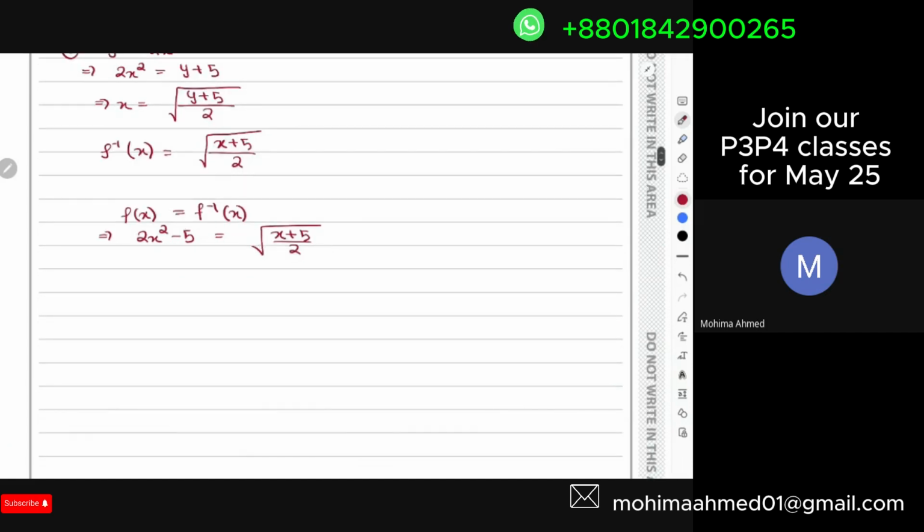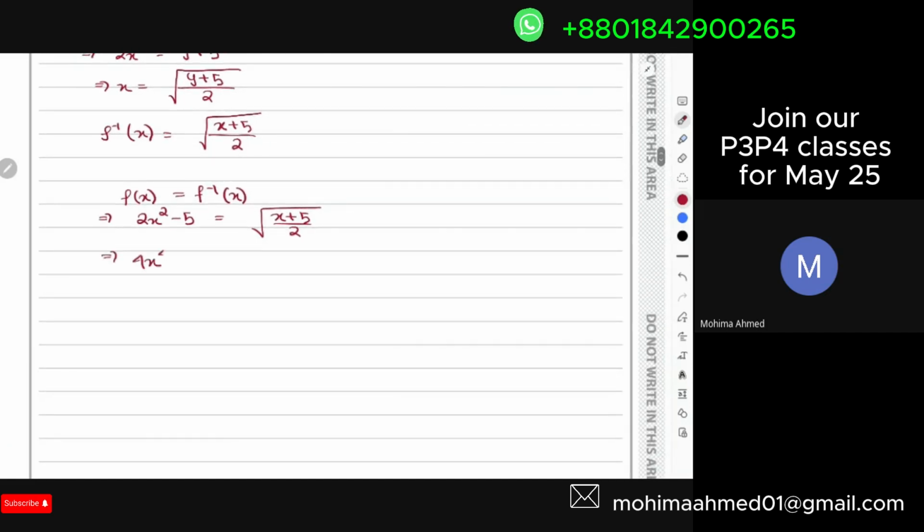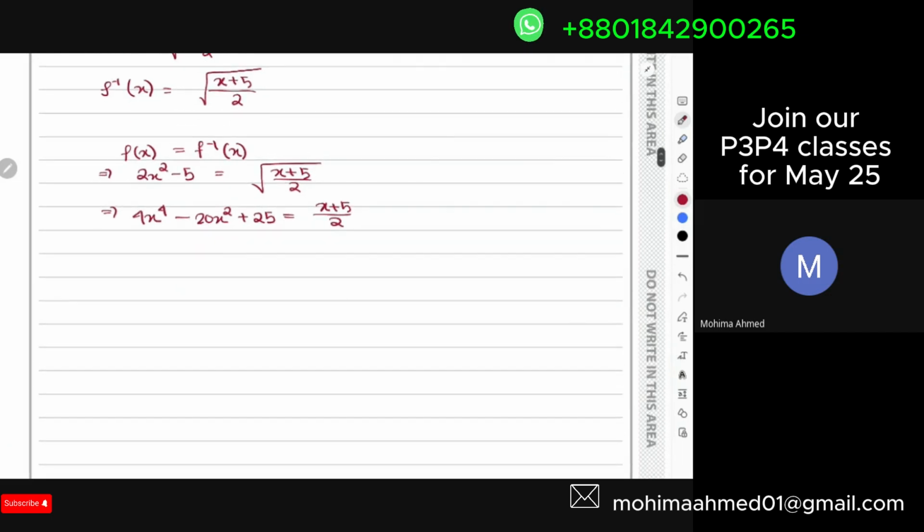Now if you square both sides, the right hand side becomes 4x power 4 minus 20x squared plus 25 equals x plus 5 divided by 2. Again, take that 2 to the right hand side. So we now have 8x power 4 minus 40x squared plus 50 minus 5, and x equals 0. Wait 1 minute. We have 2x squared minus 5 and then x plus 5 divided by 2 whole.